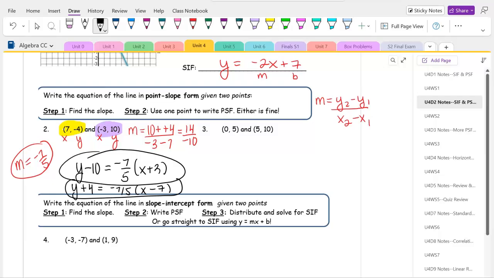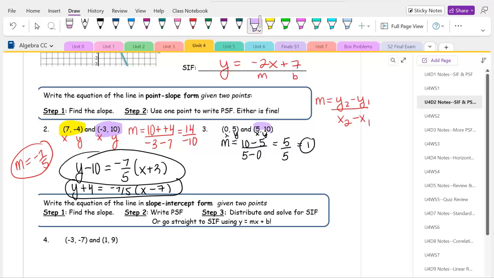All right, let's go ahead and try this one more time. Start off by finding your slope. Second y minus first y over second x minus first x. This gives us 5 over 5, which is a slope of 1.